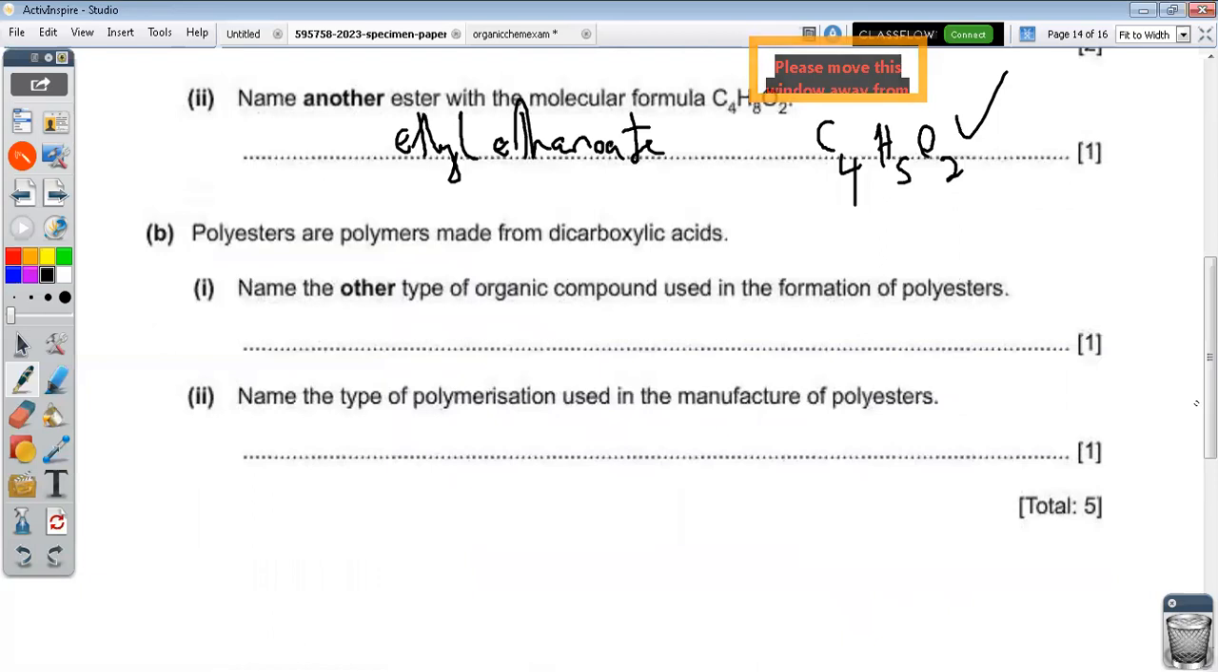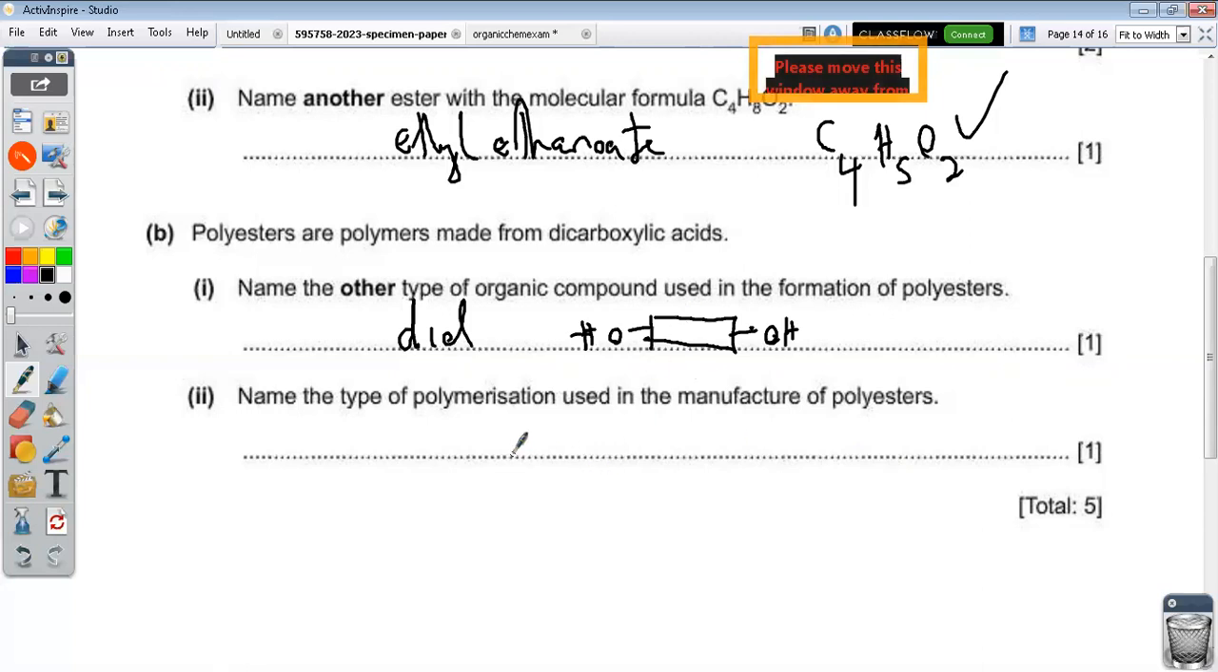Oh, tricky one. Polyesters are polymers made from dicarboxylic acids. Name one other organic compound which must be used in the formation of polyesters. What do you use? Dicarboxylic acid, you use a diol. Go and read that on polyesters. You use what is called a diol. It's something like this, with simply an OH here, then an HO, diol, 2-hydroxyl. It's called a diol. That's what we use, clear?